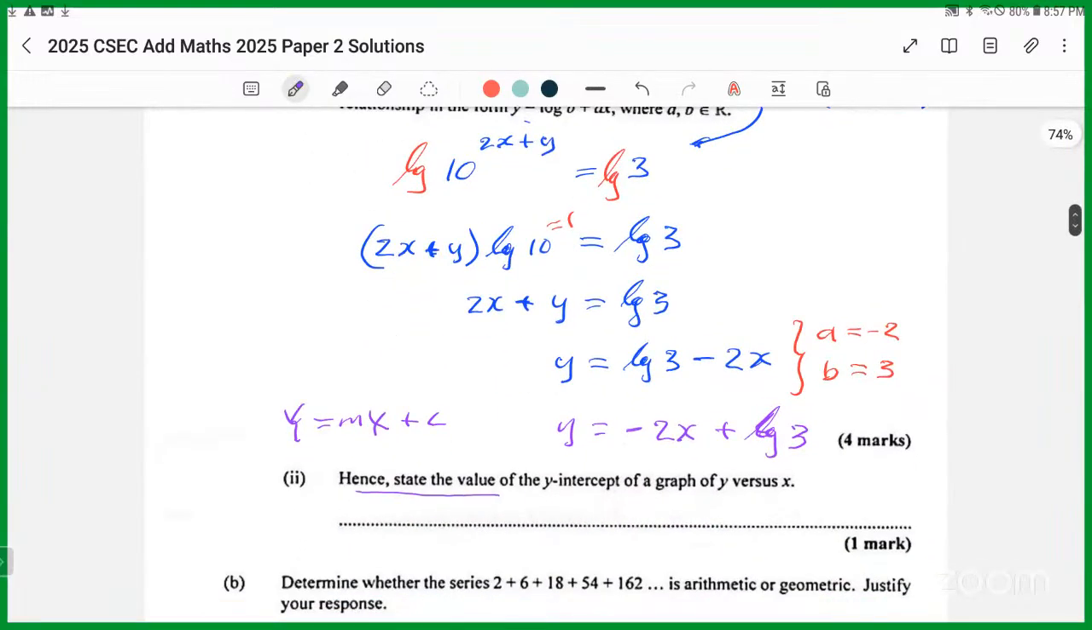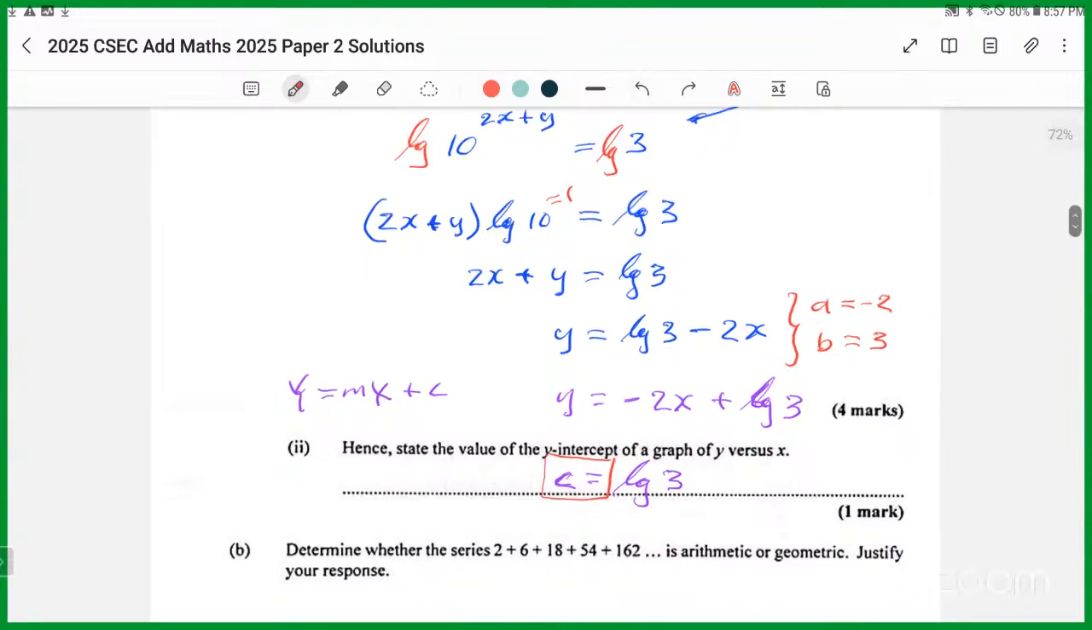Here it says hence, they're asking you now to state the value of the y-intercept on the graph of y versus x. It is this log of 3. That's the value. The coordinates would be 0, log of 3, but all I wanted was the value, and you're stating it. No calculation, it's just this value, the c value. So that's the answer: log of 3.